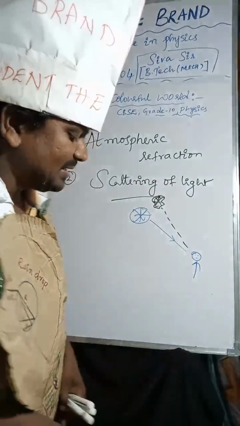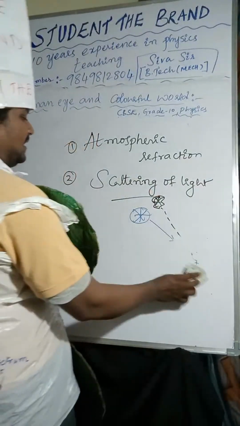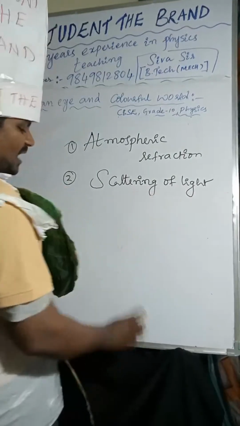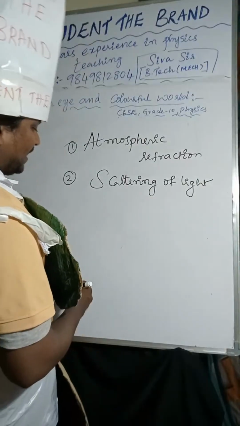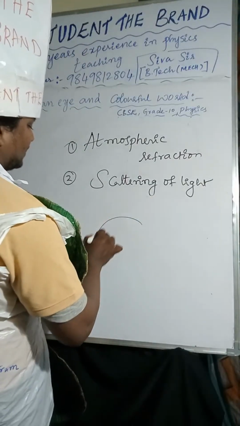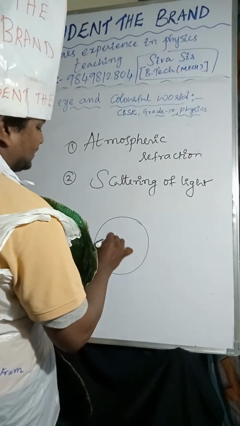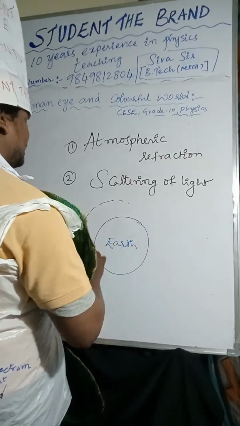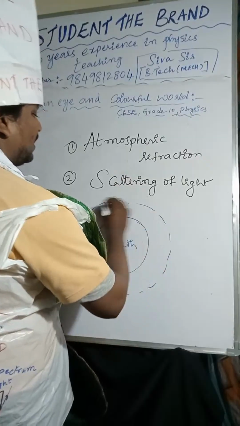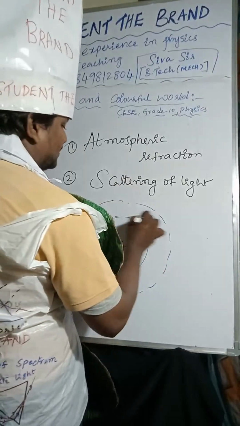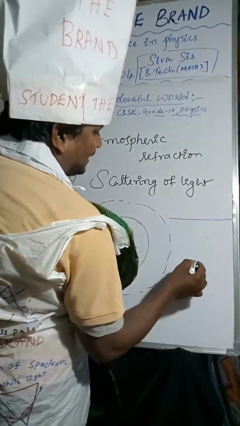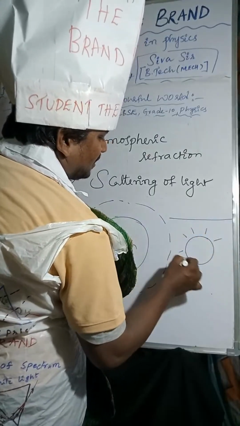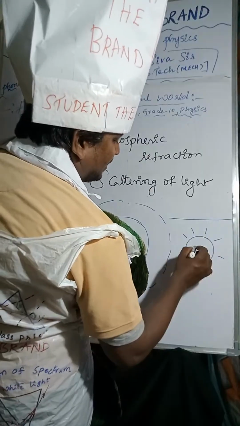And when the sun rises, there is advanced sunrise and delayed sunset also. It is the same. So I'm taking the earth here. This is the earth, and this I am taking as the atmosphere. So this is the origin. Below this one, here is the sun. I am taking the sun here.